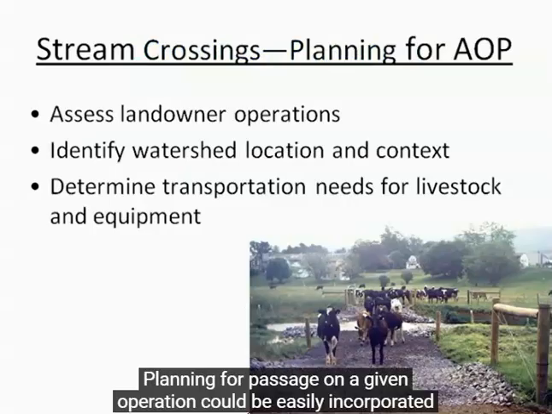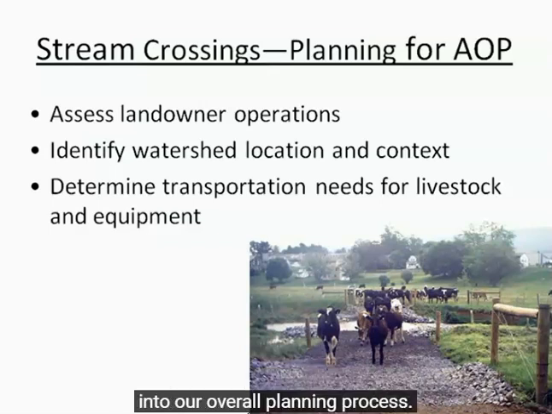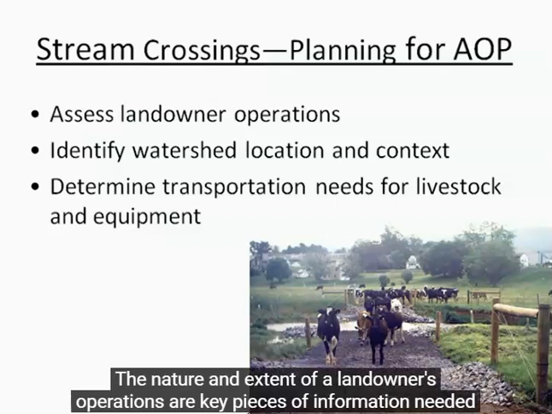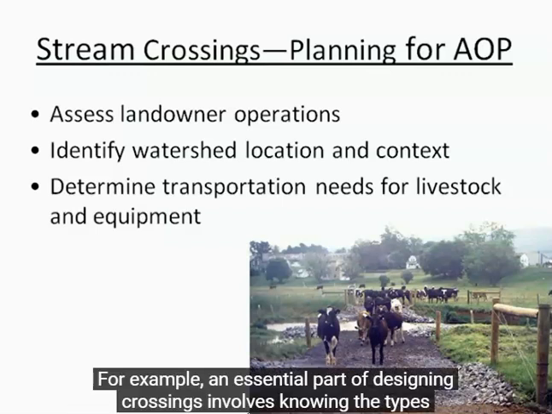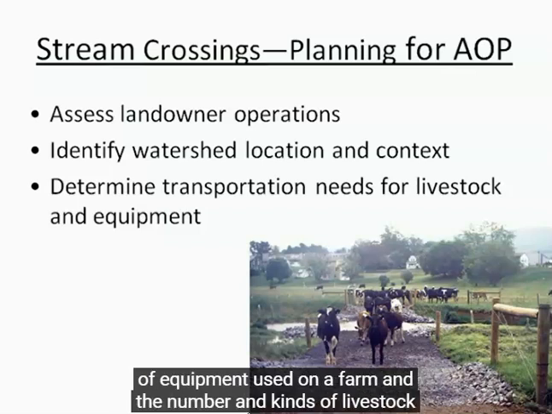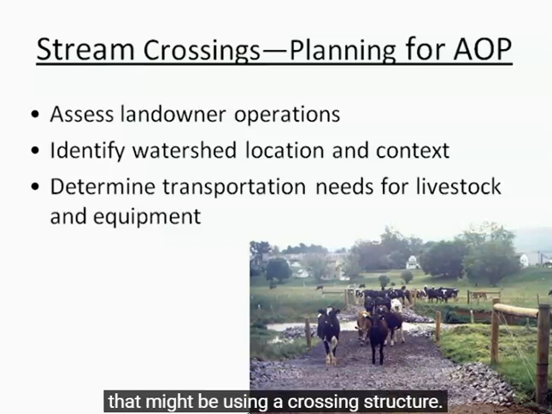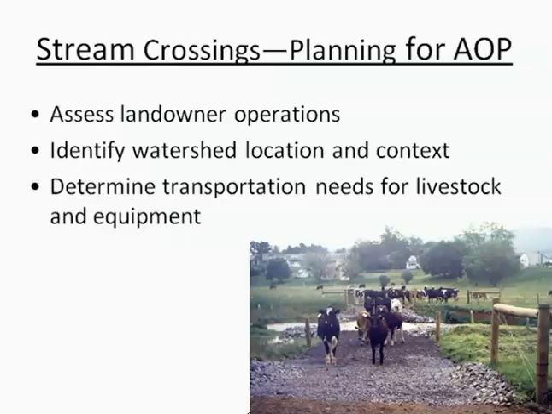So planning for passage on a given operation could be easily incorporated into our overall planning process. The nature and extent of a landowner's operations are key pieces of information needed to determine use and locations of crossings on a property. For example, an essential part of designing crossings involves knowing the types of equipment used on a farm and the number and kinds of livestock that might be using a crossing structure.